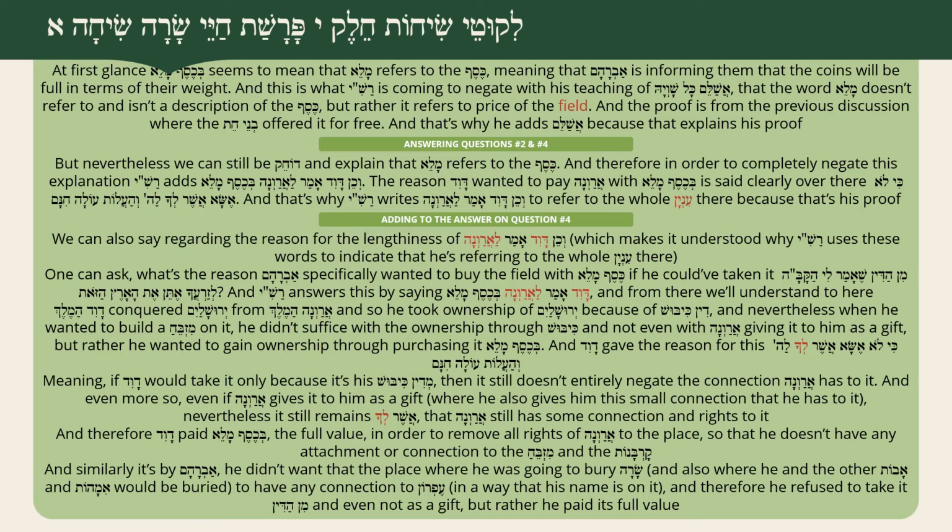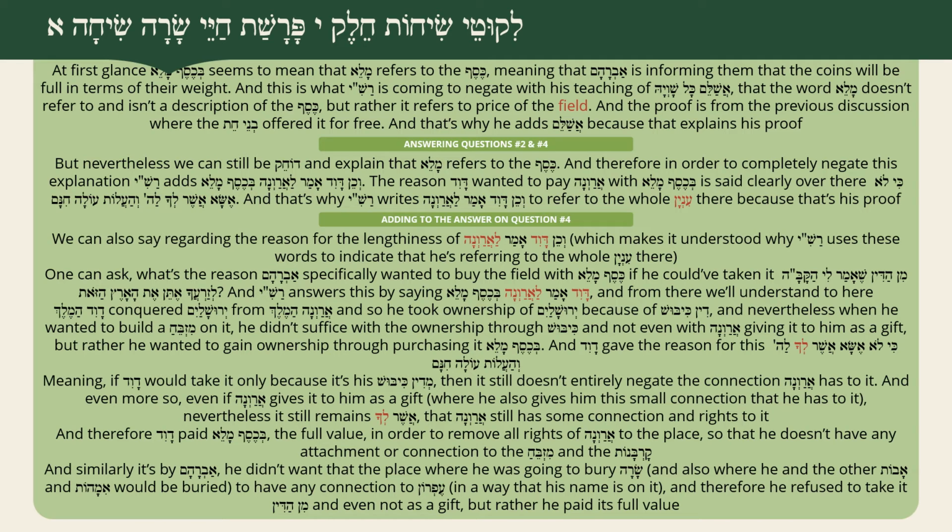I could take it min adin, because Hashem told me, I'm going to give this land to your offspring. And Rashi answers this by saying that David Amar la'Aravna bekesef male. David said to Aravna bekesef male, that he wants to pay the full price. And from there, when we look over there and see what happened, we'll understand why Avram did the same thing and wanted to pay for it.